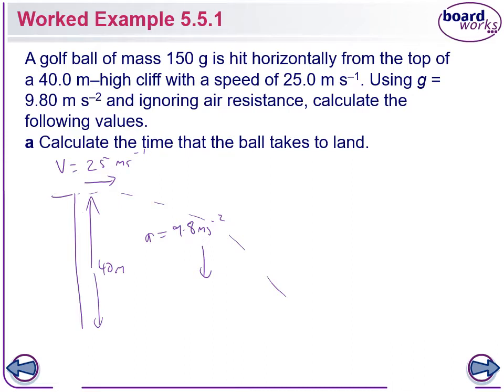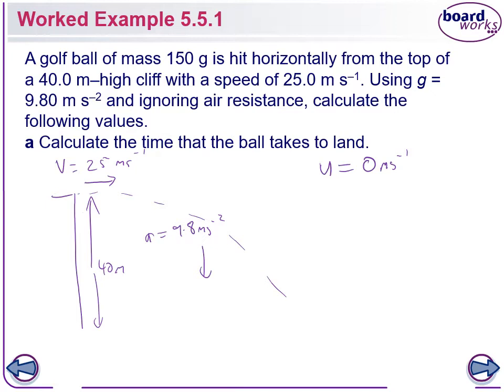So, in our vertical axis, let's have a look at what we know. Do we know the ball's initial speed? Vertically, what is it? 0. Good. It's horizontal 25, but it starts moving vertically at 0. So it starts off basically at rest in the vertical plane. So our initial u is 0. Do we know our final vertical speed? No, we don't. So let's not worry about that.